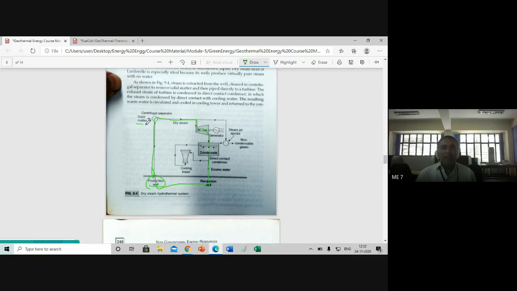And for solid matter and all, there is a centrifugal separator. It will separate the particles present in the steam. And the generator rotates, and electricity is generated. For condensing, they supply cooling water, and then that cooling water is sent back. This is the cooling water circuit. And the non-condensable gases are sent into the open atmosphere. This is the dry steam hydrothermal system. See, this is dry steam.